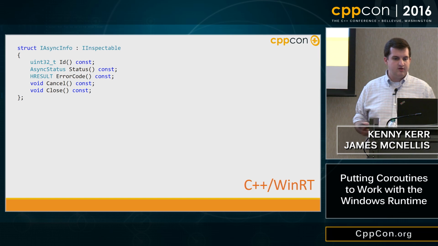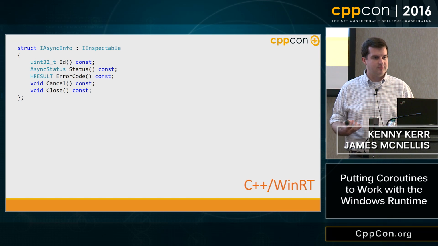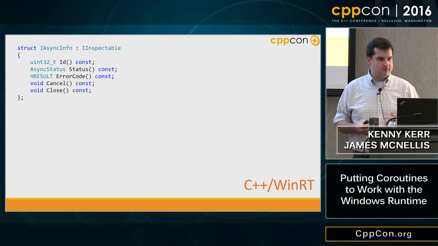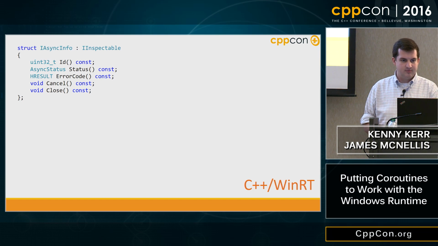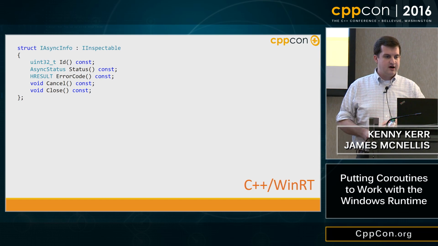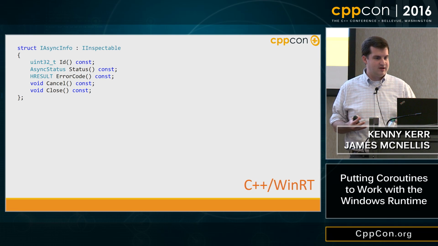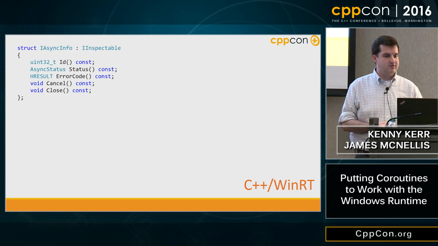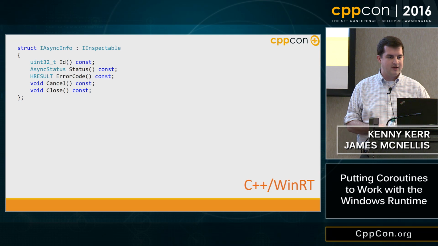In C++ WinRT, we project this into a much simpler, much more C++ friendly form. So here's the IAsyncInfo definition from the C++ WinRT projection. One thing that's obviously notable is that the status function now just returns you the async status. You don't have to pass it through an out parameter.